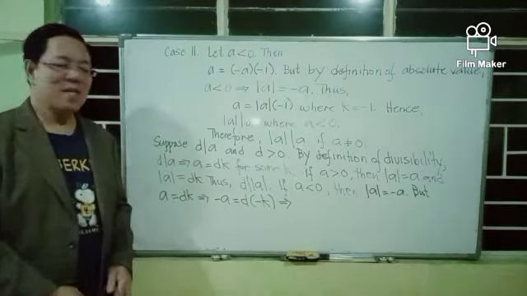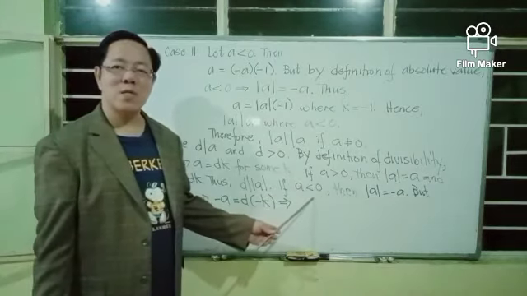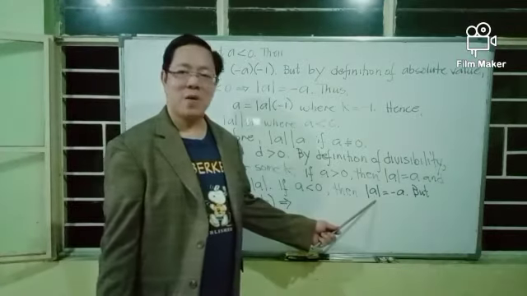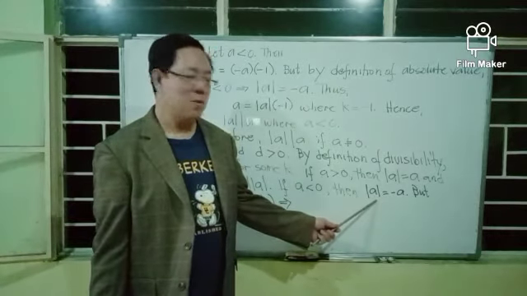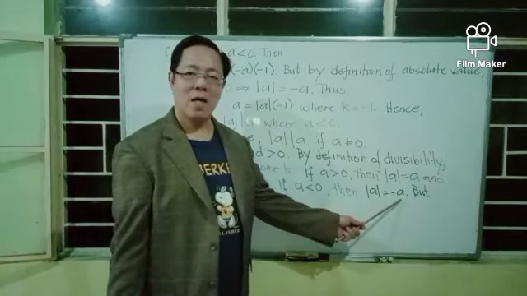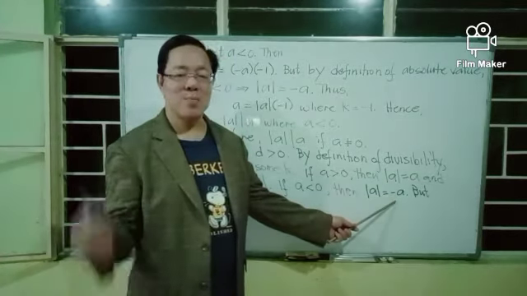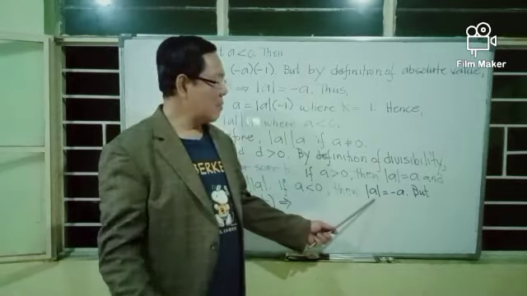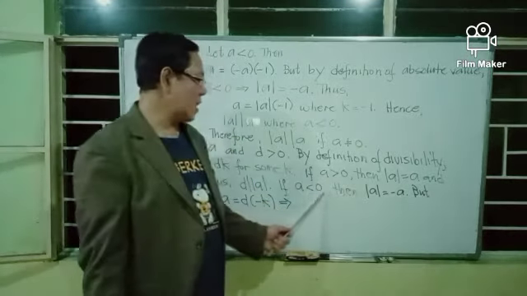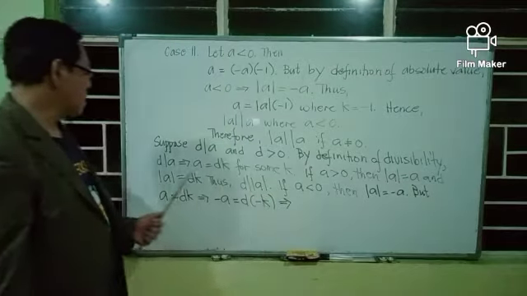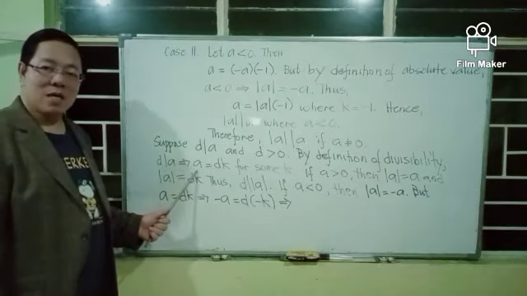Now suppose we take that A is less than 0, which means that A is a negative integer. Then the absolute value of A, by definition of absolute value, is equal to the negative of A. If A is less than 0, negative multiplied by negative becomes positive. Therefore, the absolute value of A, if A is less than 0, is equal to negative A.